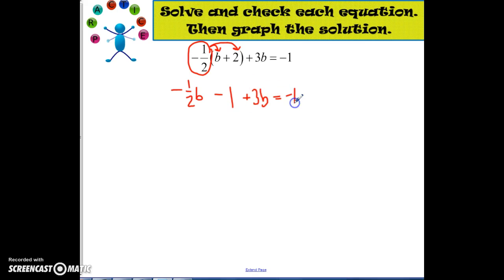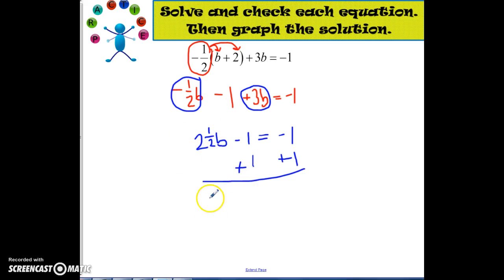equals negative 1. We can go ahead and combine our b's, combining like terms. So we have negative 1/2 b and 3b. So that'll leave us with 2 and 1/2 b minus 1 equals negative 1. Add 1 to both sides.